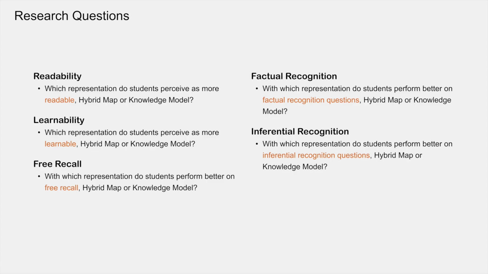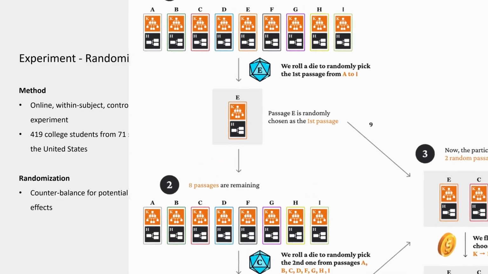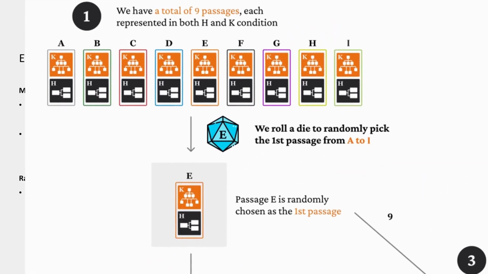We designed 5 research questions to compare the impact of reading through Novakian knowledge models with their corresponding hybrid maps on college-level course content on perceived readability, perceived learnability, inferential recognition, factual recognition, and free recall. We conducted an online within-subject controlled experiment on 419 college students from 71 schools in the United States. Text passages were represented both as knowledge models and as hybrid maps, and each subject interacted with 2 passages, one in each representation. We designed a randomized process that counterbalances for potential ordering effects.